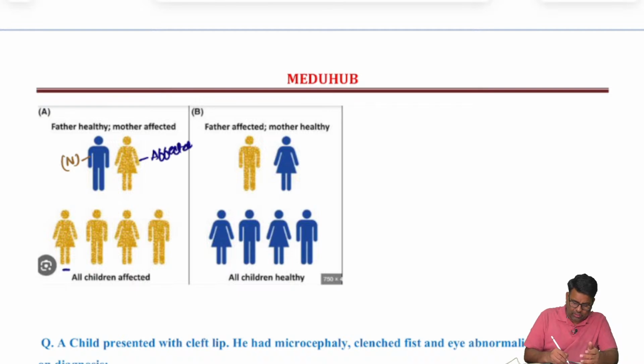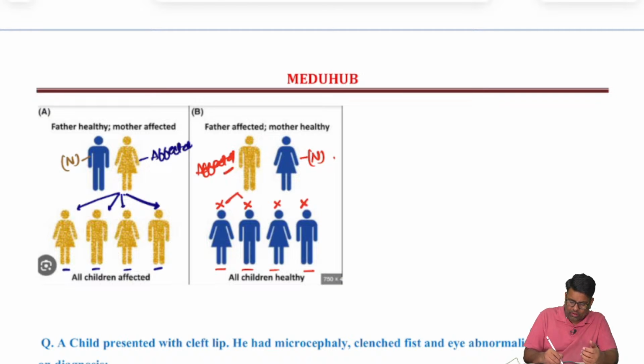Now, all the children are affected, right? So from the affected mother, the disease has passed on to all the children. Now take the opposite thing. The father is affected and the mother is normal. See, all the children are normal. Means no transmission has occurred to the children from the affected father. Right? So this is classical maternal inheritance.